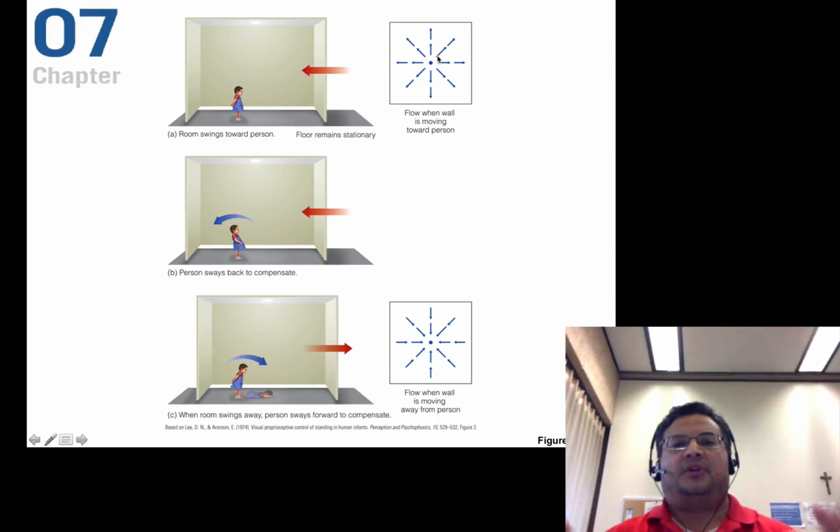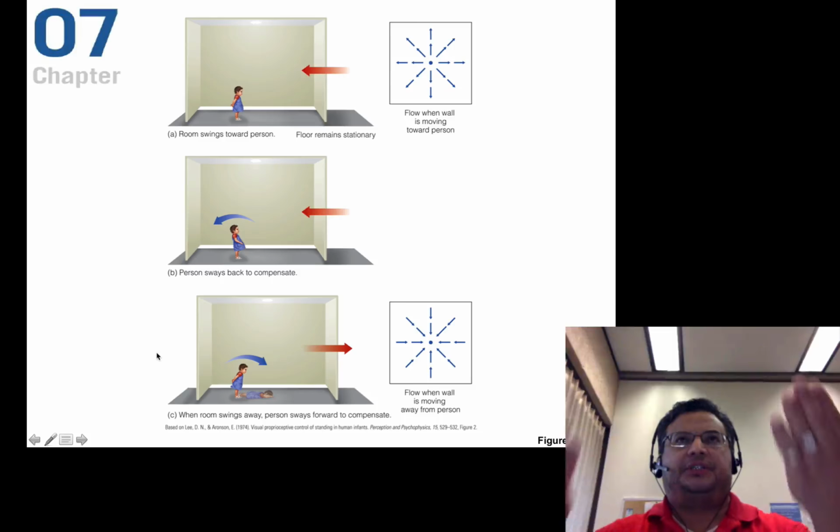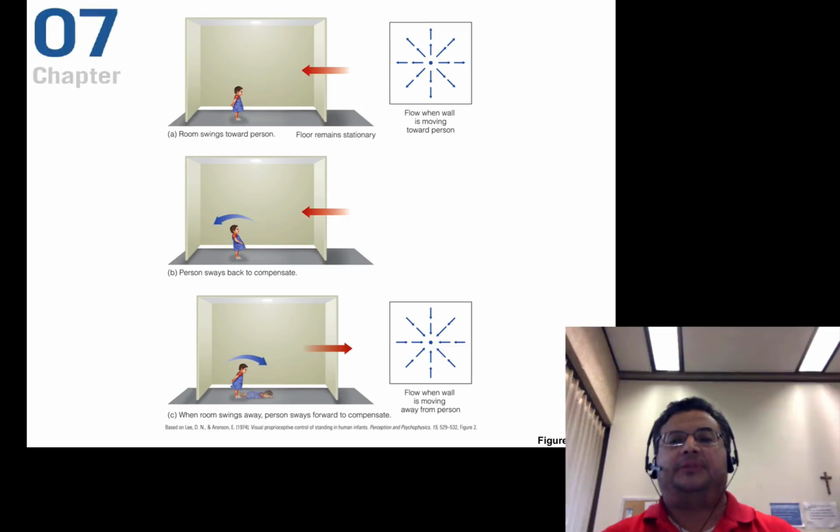And then as the wall is backing away from you, the flow goes the other direction. And sure enough, these toddlers, as they're in this room watching this flow come and go at them, adjust their sway so much so that a lot of times they fall over.